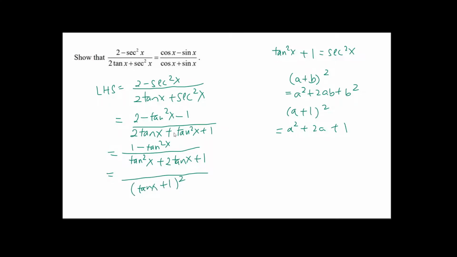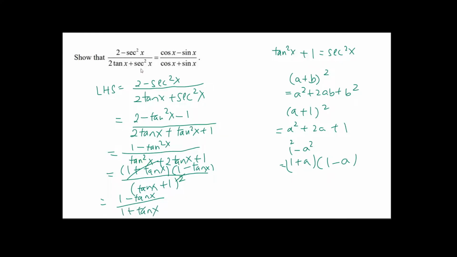And the numerator is 1 minus tangent square x. It is like your a square minus b square. Or you can also look at it as 1 square minus a square, which is (1 plus a)(1 minus a). So I'll change my numerator to (1 plus tangent x)(1 minus tangent x). You notice you have 1 plus tangent x here, and you have (1 plus tangent x) squared in the denominator. So I can cancel away one of the 1 plus tangent x. What I'm left with is 1 minus tangent x over 1 plus tangent x.